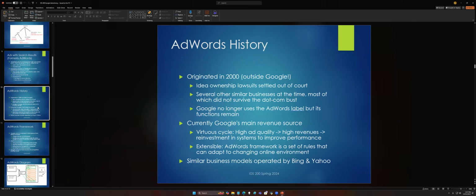Now, as far as the history of AdWords, let me talk about that. So AdWords actually originated in the year 2000 and outside of Google. Now, what was going on in the world at that time? It was the dot-com bust, right?